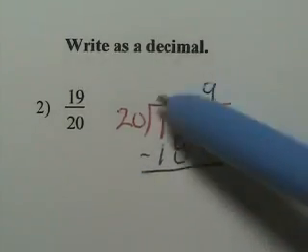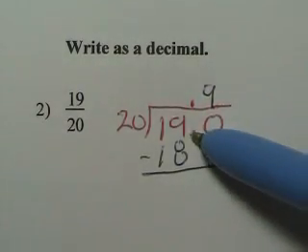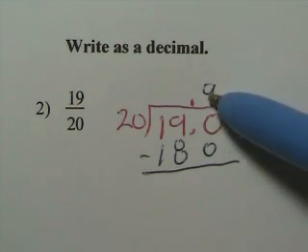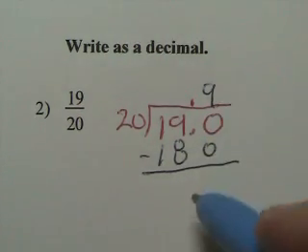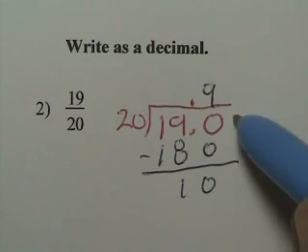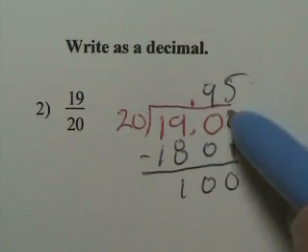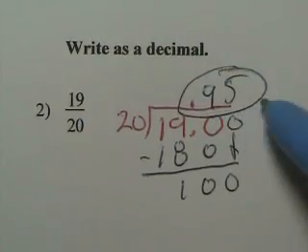On number 2, change it to decimal. So 19 goes in the box, bring the decimal up. 20 goes into 190, 9 times, it's 180. That gives you 10 left over, add another 0. And 20 goes into 100 5 times. So the answer is 0.95.